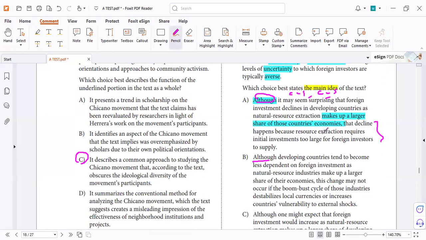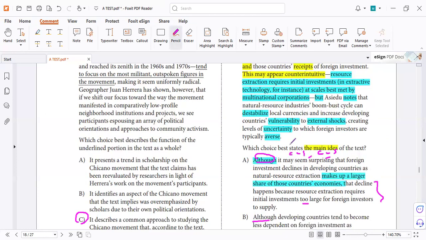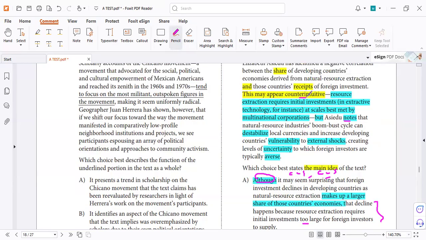Decline happens because resource extraction requires initial investment too large. Is that mentioned? He didn't mention that. He said it may be counterintuitive, and she said natural resource industries already make it a problem. So letter A is wrong.